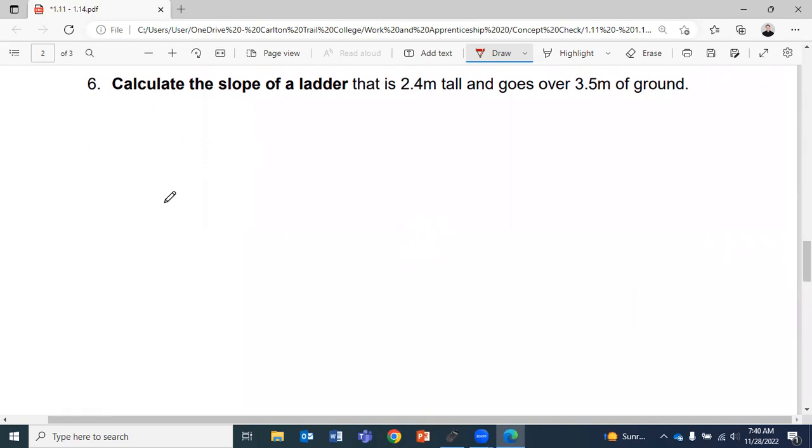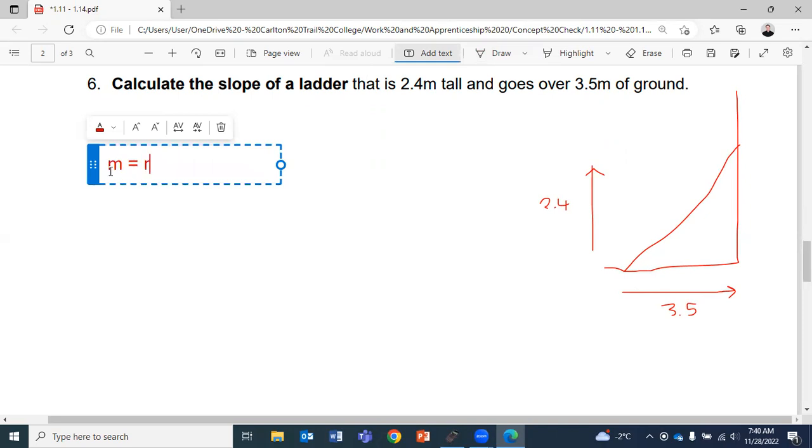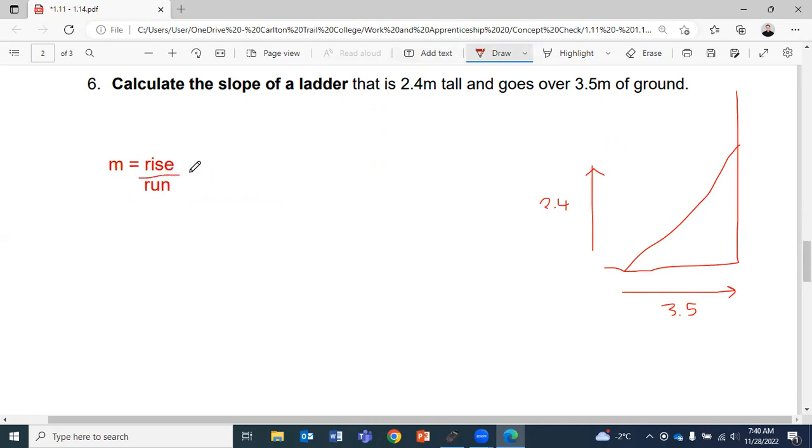Okay, number 6. So calculate the slope of a ladder that is 2.4 meters tall and goes over 3.5 meters of ground, right? So I have my wall here, and then here's my ladder. So I can see that it goes up 2.4 meters. And it goes over the ground. It covers 3.5 meters of ground. In this case, I write my formula, M equals rise over run. My rise in this case is 2.4 meters. My run in this case is 3.5 meters.